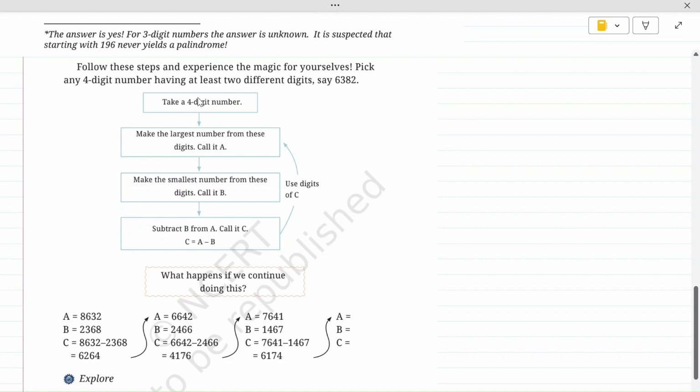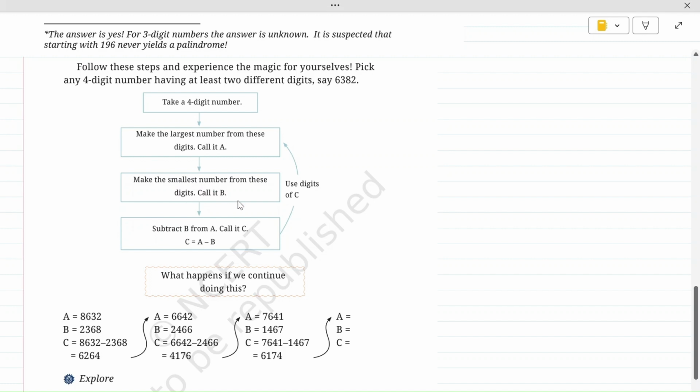Pick any 4-digit number. He has taken any 4-digit number having at least 2 different digits. Now make the largest number using the digits of the 4-digit number and call it A. And now, using the same digits, make the smallest number and call it B.